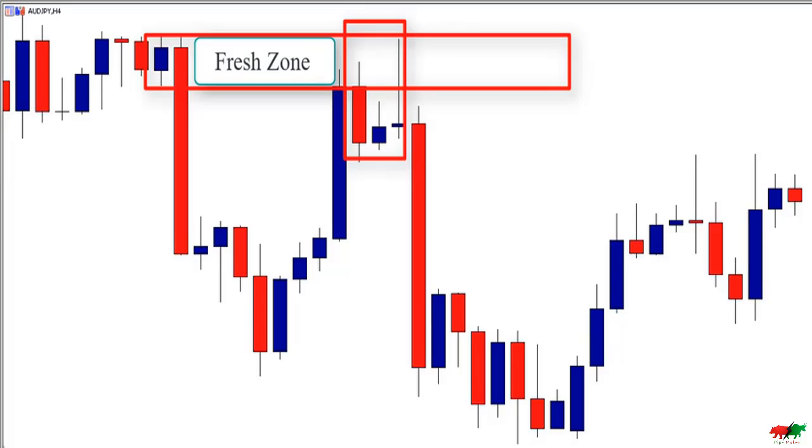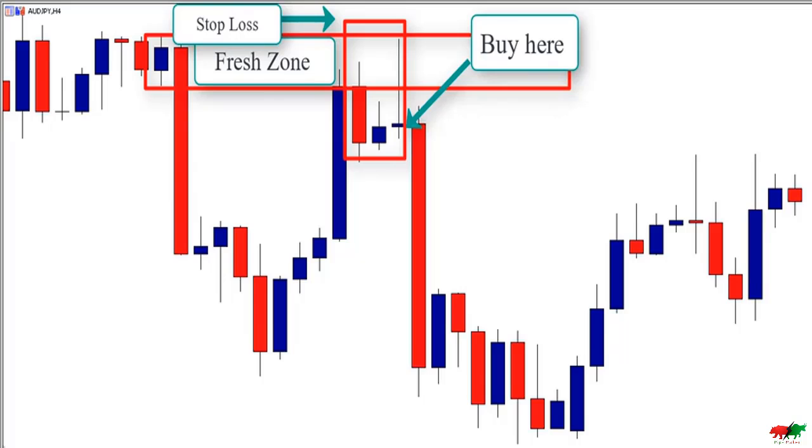to enter the market. So you can place a buy order at the close of this pin bar, the stop loss above the upper shadow, and the profit target is the next support level.